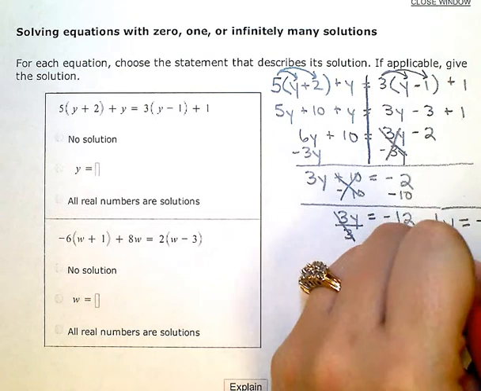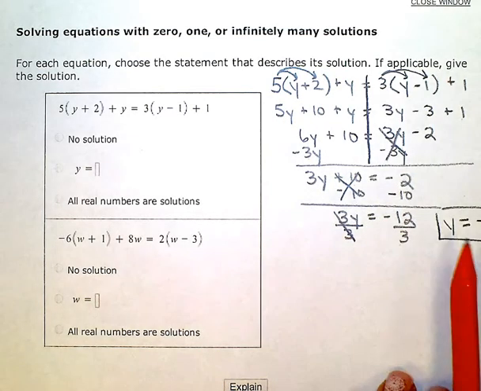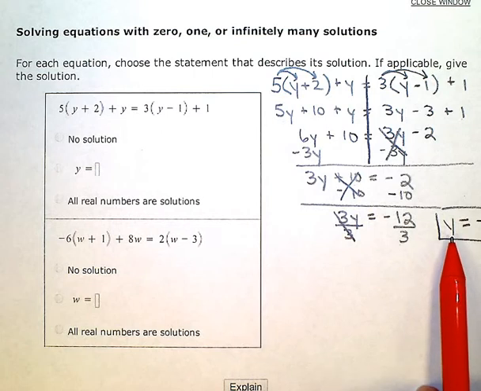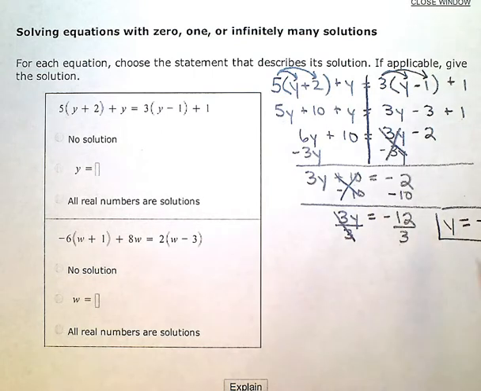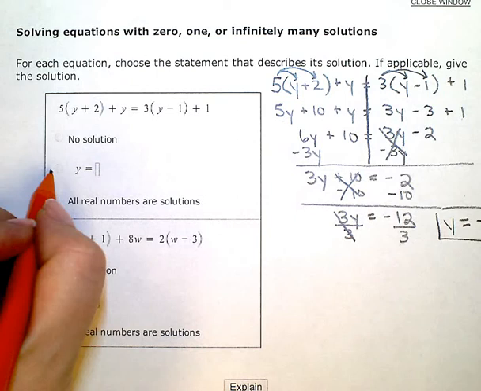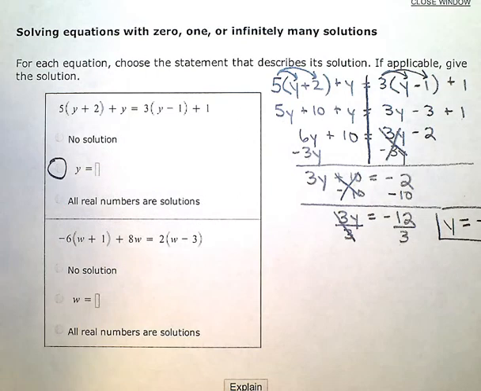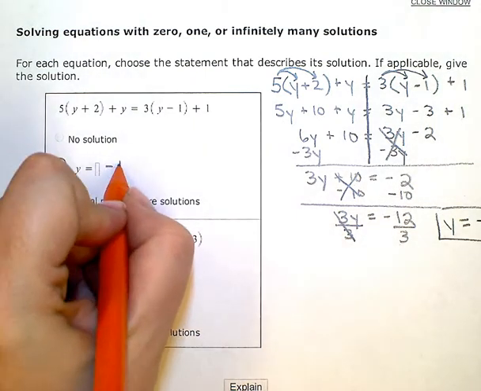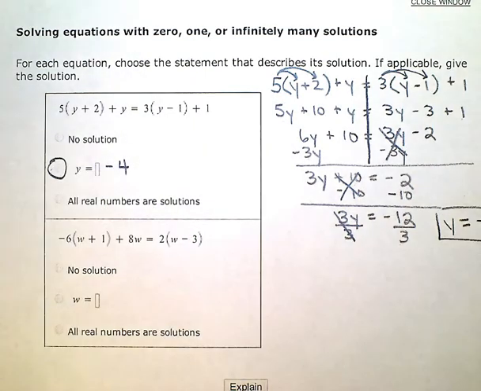So this equation, I was able to follow the process through, solve it all the way, and come up with y equals negative 4 as a solution. So this one has a solution. It's a one solution equation, and the solution is y is equal to negative 4.